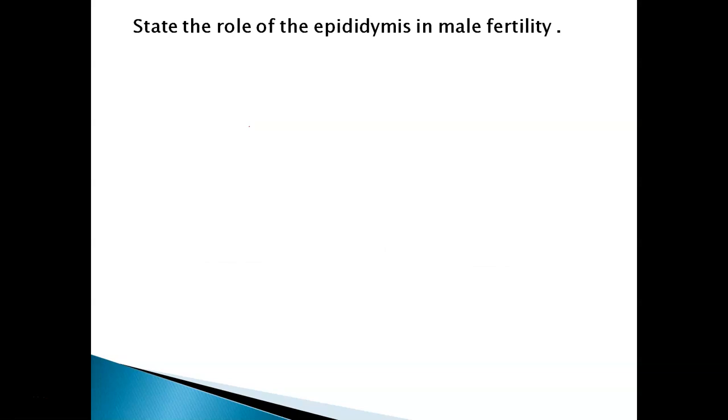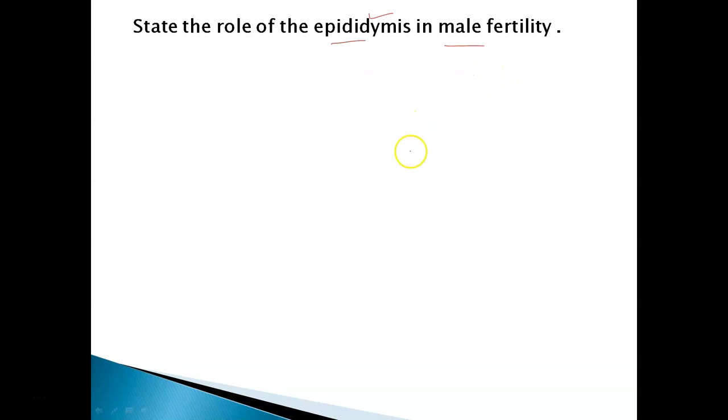State the role of epididymis in male fertility. I told you that epididymis has different parts, and when the sperms are released from seminiferous tubules, they will be carried to epididymis by rete testis and then vas efferentia, so that they will attain sexual maturity. Because epididymis is related with the sexual and functional maturity of sperms, it is also related with the male fertility. Okay.